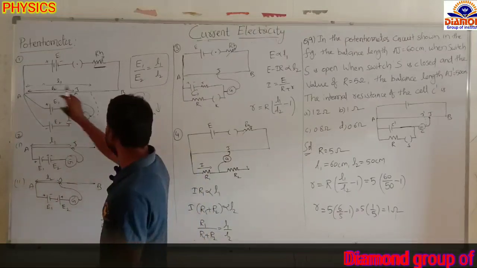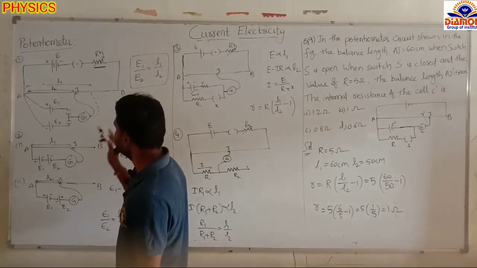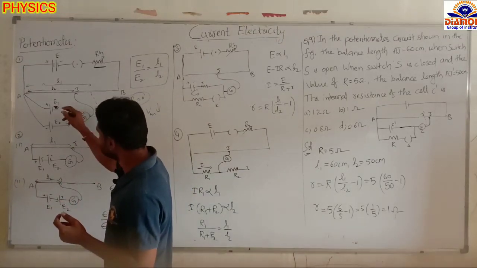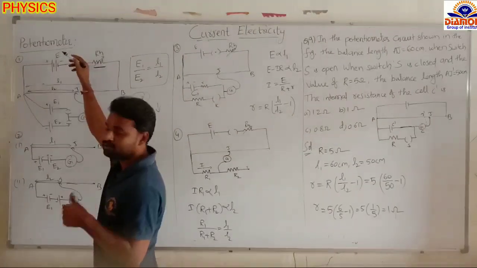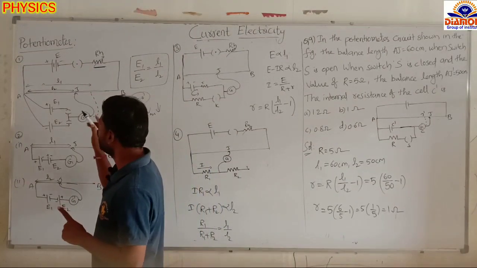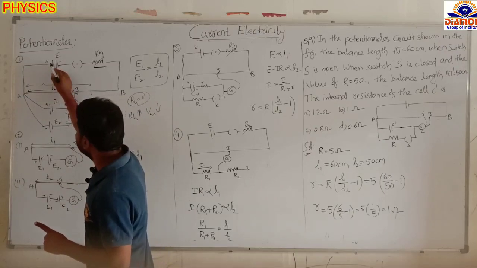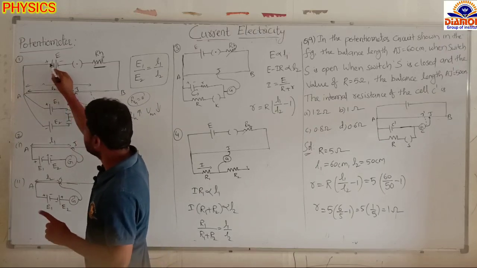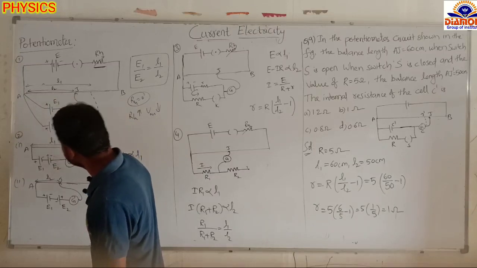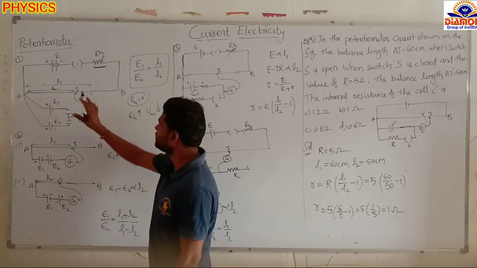If you are not getting the null deflection, there are two things you have to remember. Either the cells we are taking have more EMF than the driving cell, in which case we should not get zero deflection. The second point is to remember the polarities. Here this is the high potential side, so these two cells must also be at high potential. Then only we will get the zero deflection.